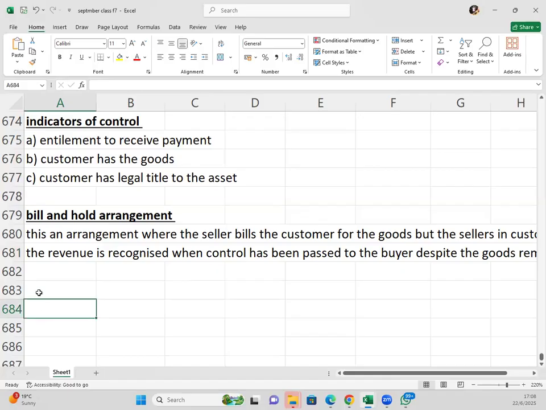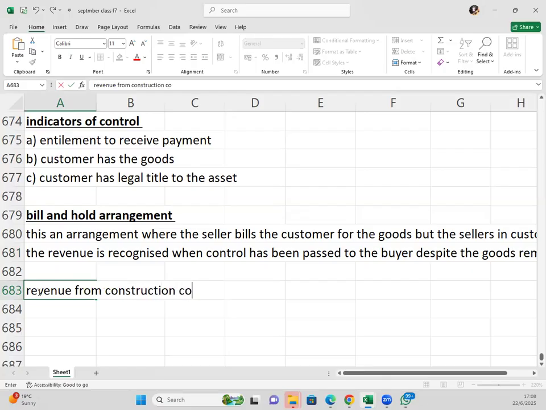Subheading, we're going to start from here in the next session: revenue from construction contracts. That's where I want us to start the next session. But for today, I think we can end here.